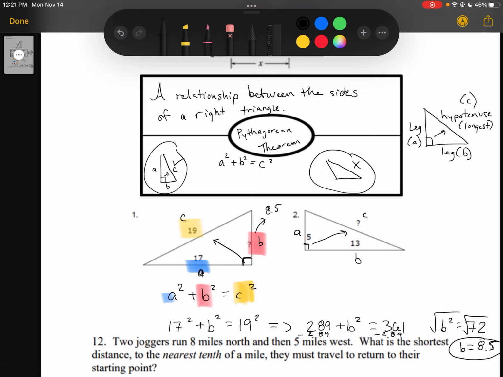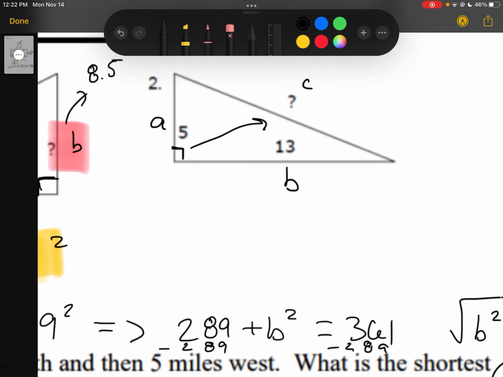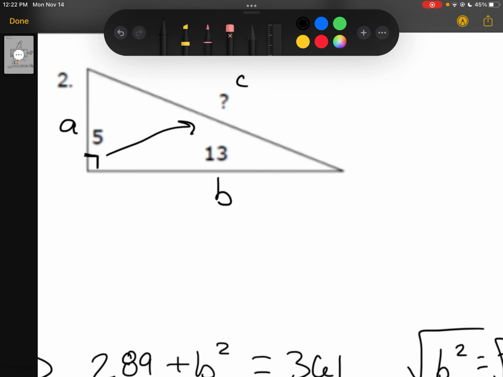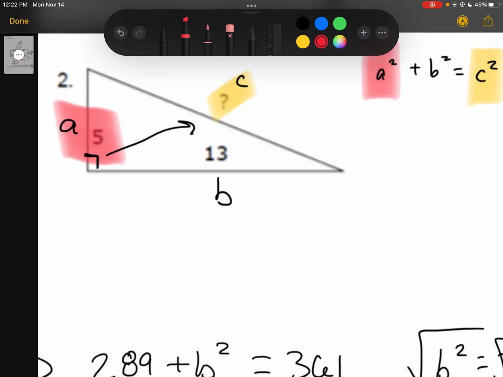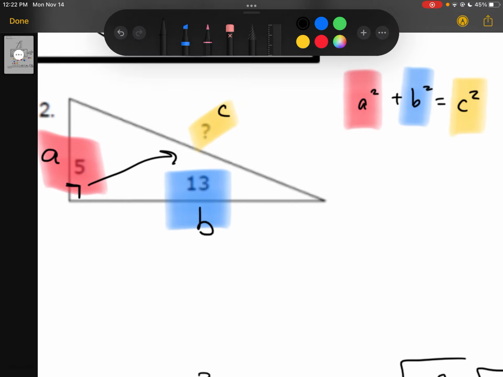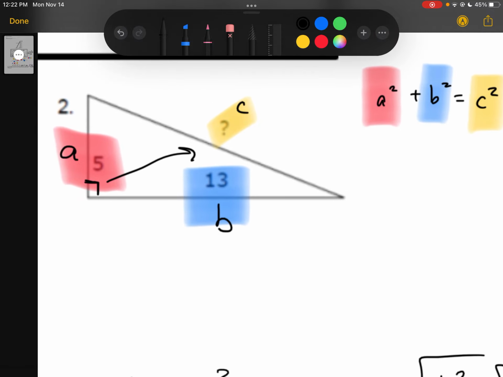So a similar situation for our next one here. So we'll zoom in on this. So again, a squared plus b squared equals c squared. Highlighting is always good for color coding, so we can see what and where everything comes from. So a in this case, see that's 5. B in this case is 13. And then c, we don't know.